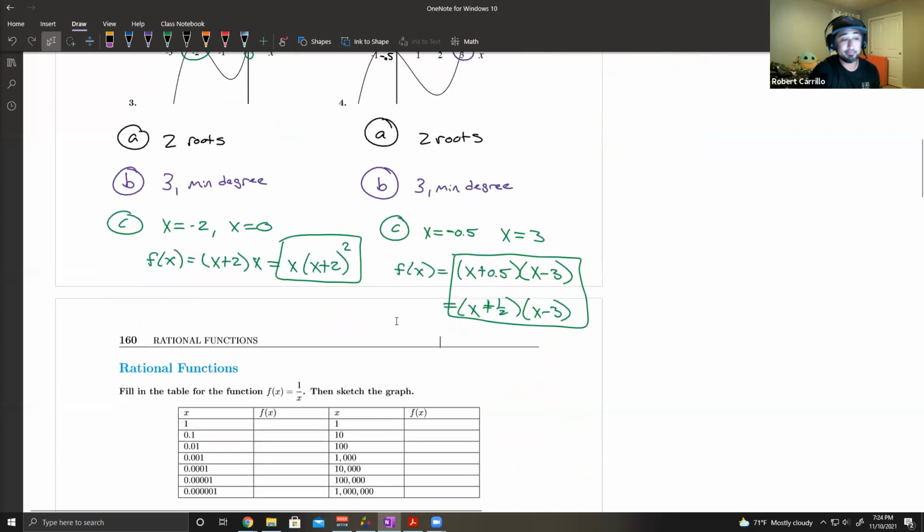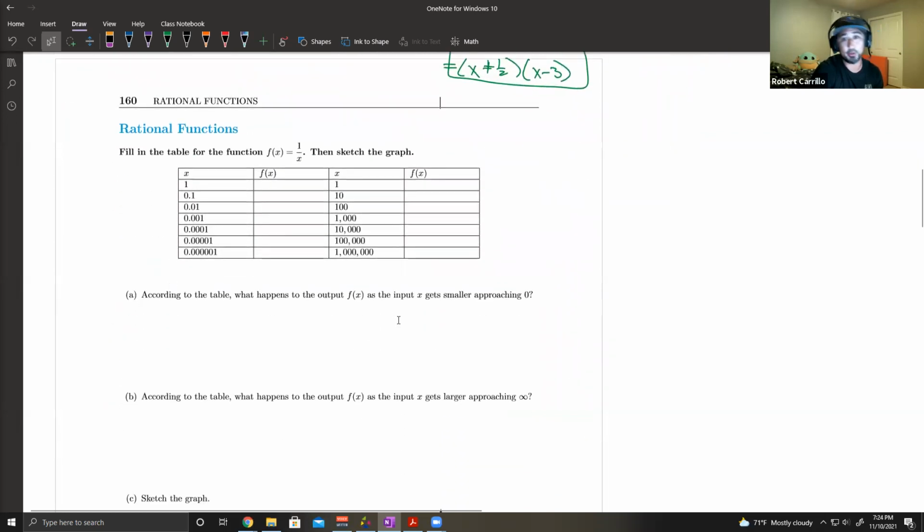Okay. Now we are on to rational functions. And rational is just a fancy word for fraction, but in a function format. So for this example, it says, fill in the table for the function f of x equals 1/x, then sketch the graph. So here we're going to use an XY chart.